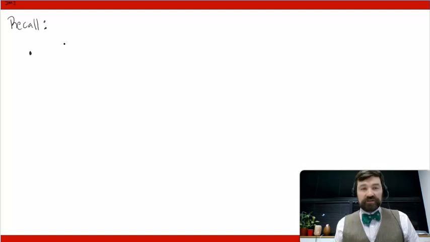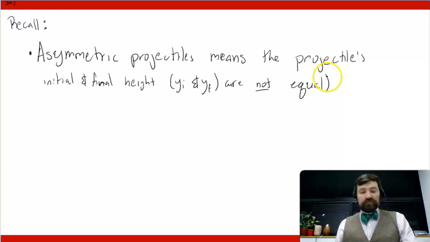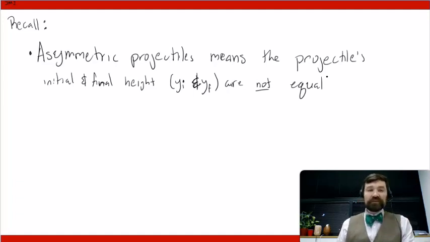First, what is asymmetric motion? Asymmetric projectile motion specifically means that the projectile is not going to start and end at the same height above the ground. So basically, you should not be using the range equation if you're being asked to find something like how far away it lands or how far it has traveled horizontally.